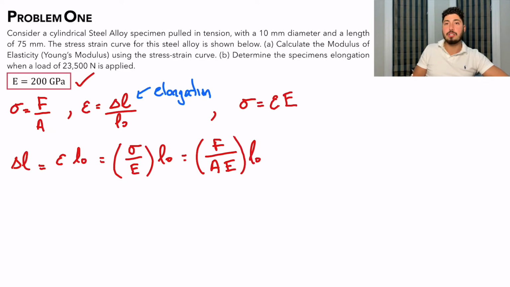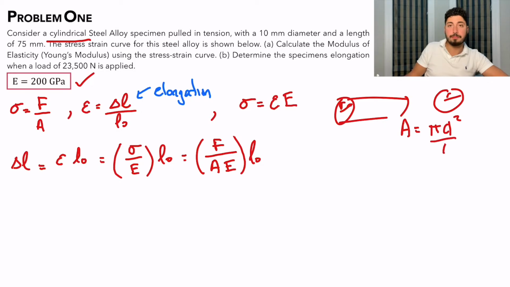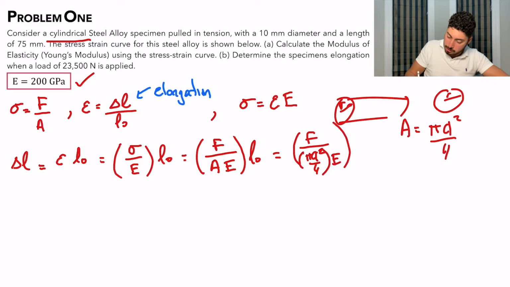Now the final thing we need to do is define our area. The problem says we're dealing with a cylindrical steel alloy, so we know that our cylindrical specimen will have a circular cross-section governed by its radius. So our area for a circle is going to be pi d squared over 4. We can substitute that as force over pi d squared over 4, times our Young's modulus, times our initial length, and that's going to give us our elongation.